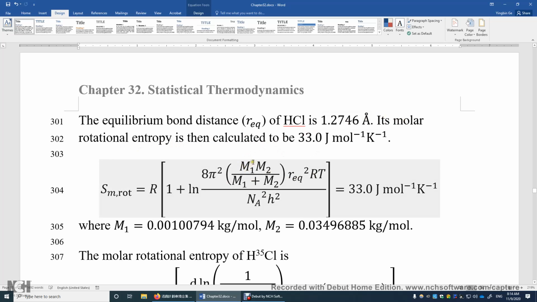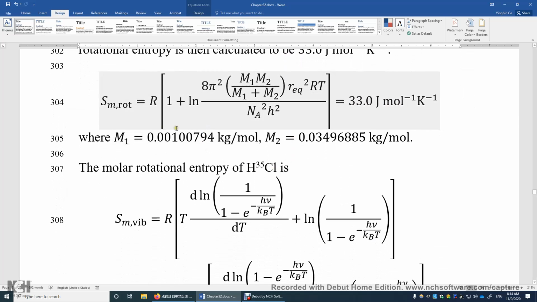We can calculate the rotational entropy by plugging in all the numbers. Remember, M1 is going to be 0.001 kilogram per mole, and M2 is roughly 0.036 kilogram per mole, and your number should be, in the end, 33 joule per mole per Kelvin. These two are the molar masses for hydrogen and chlorine-35.